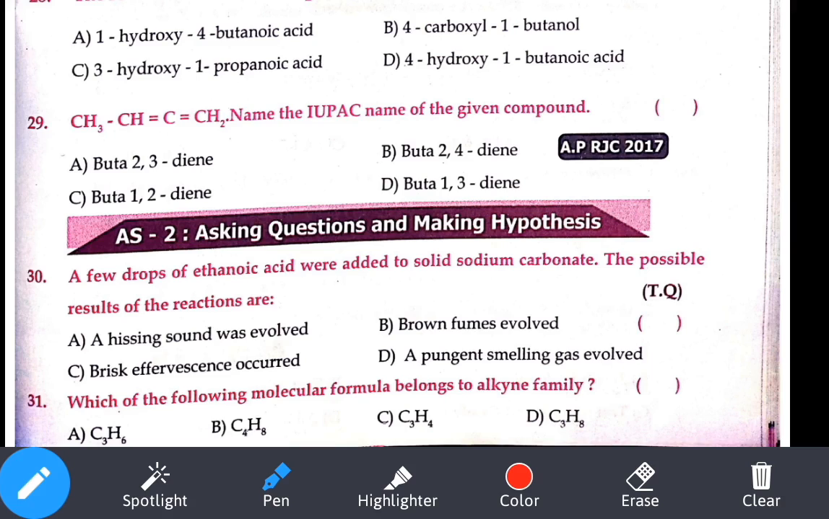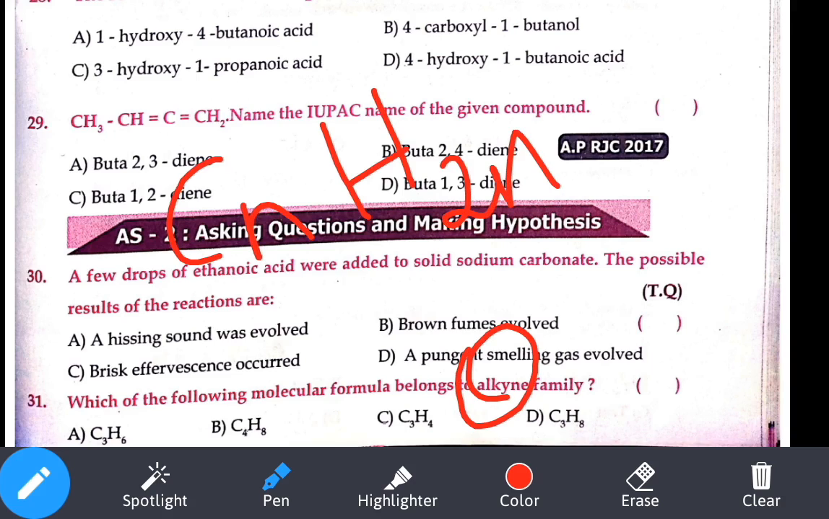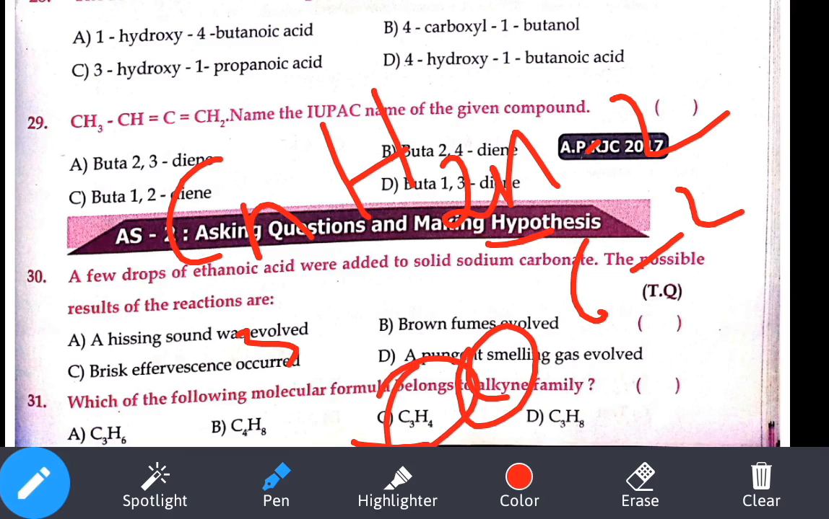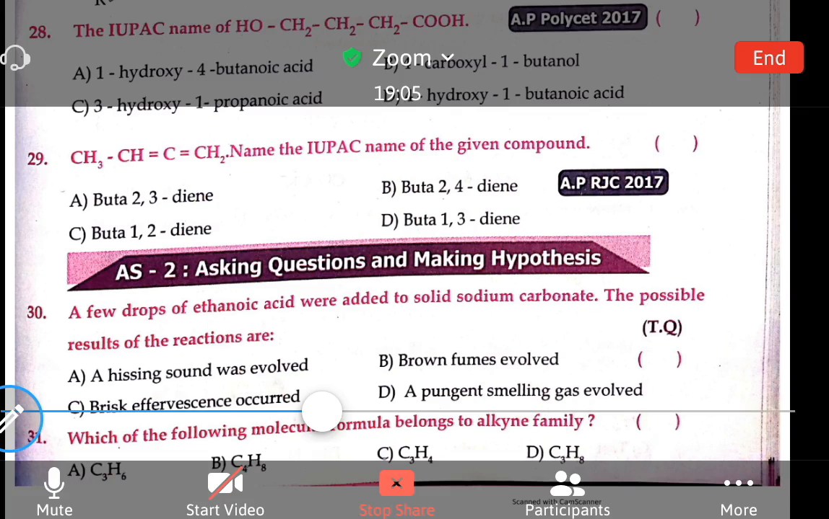Which of the following molecular formulas belongs to alkyne? Alkyne, what is the formula? CnH2n minus 2. Alkyne, triple bond. So observe that. Which is the answer? I think this C will become the answer because n value is 3. 3 2s are 6, 6 minus 2, 4. C3H4. Option number C is our answer. So that page is over.